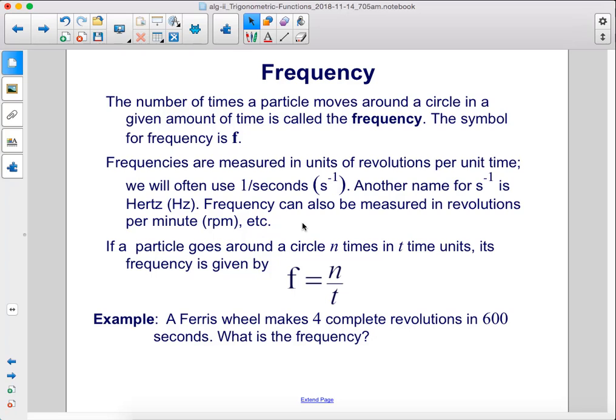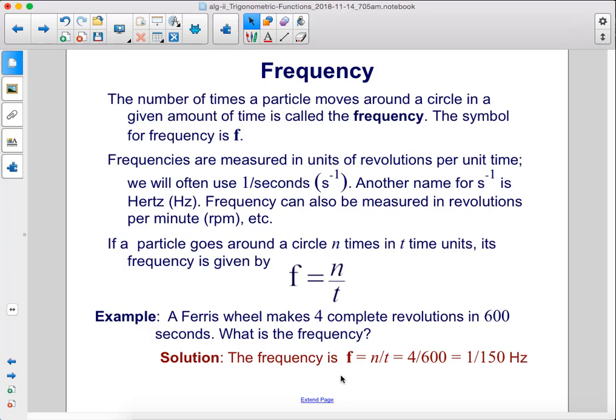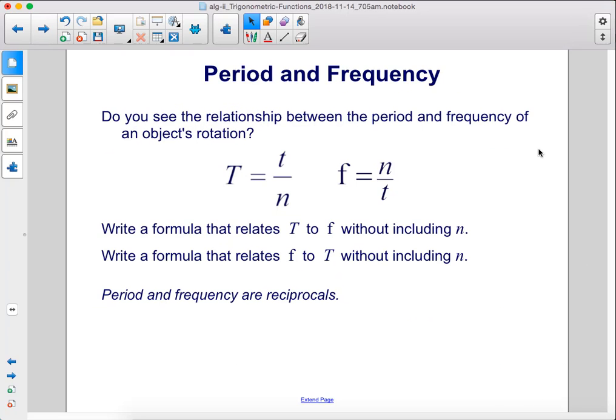If a particle goes around a circle n times in t time units, its frequency is given by f equals n over t. For example, a Ferris wheel makes 4 complete revolutions in 600 seconds. What is the frequency? The frequency is f equals n over t, which is 4 over 600, or 1 over 150 hertz. Do you see the relationship between the period and frequency of an object's rotation?